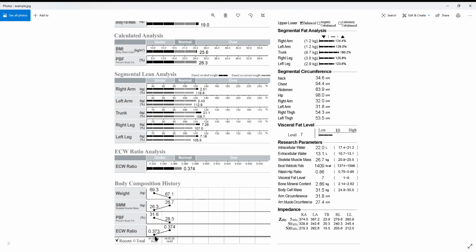Extracellular water ratio looks at water balance within our body. We have it just above the body composition history, and ideally we want to have our water ratio sitting within this normal range or even just under. If it is in the over range, it could indicate water retention through inflammation. At the bottom of the scan, we have the impedance measurements, which is how we measure body composition.